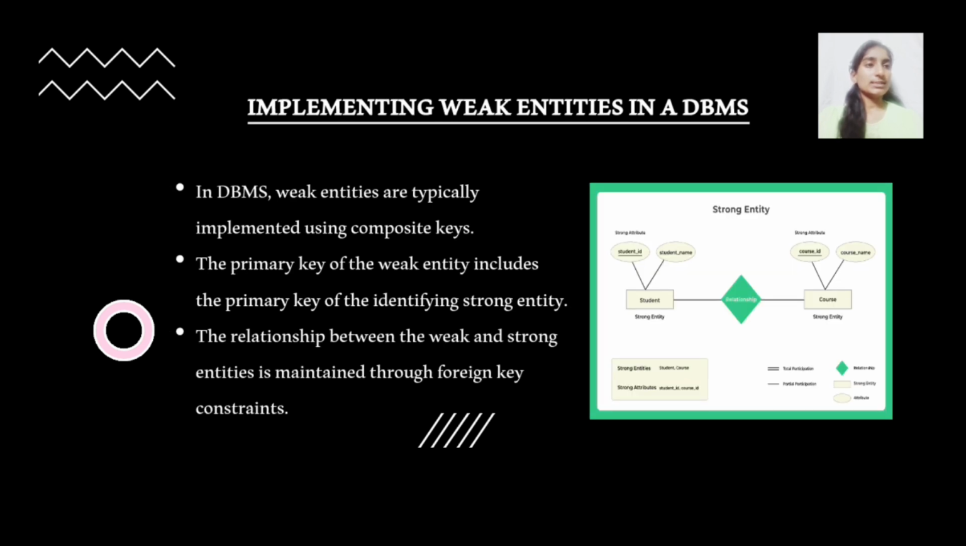Implementing weak entities in a database management system. Weak entities are typically implemented using composite keys. The primary key of a weak entity includes the primary key of the identifying strong entity. The relationship between the weak and strong entities is maintained through foreign key constraints.